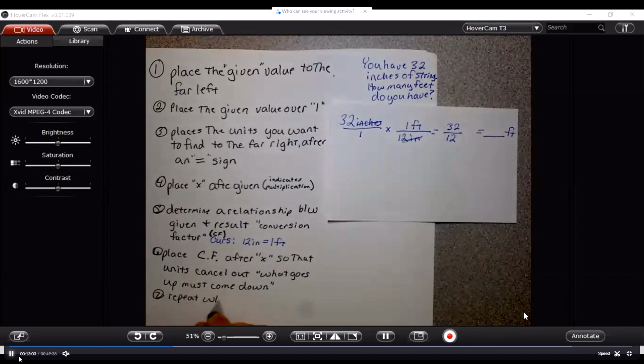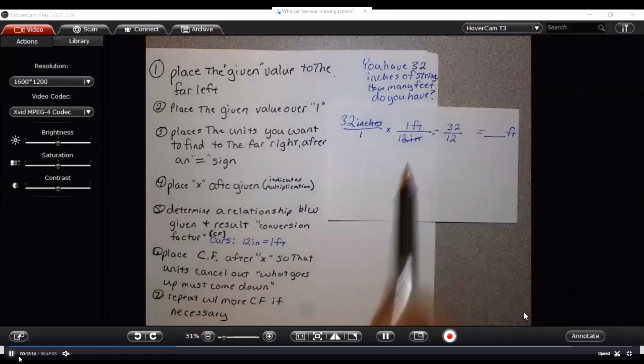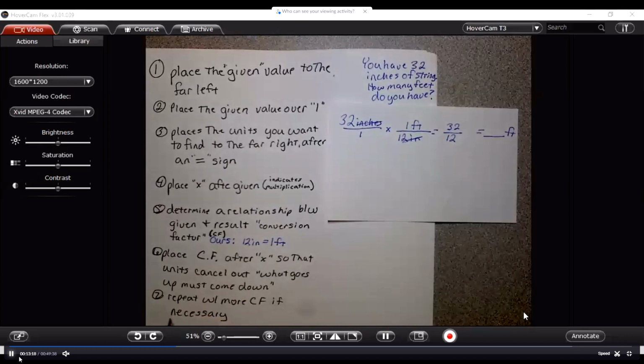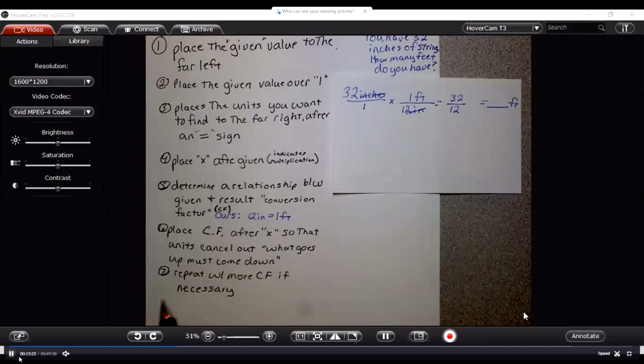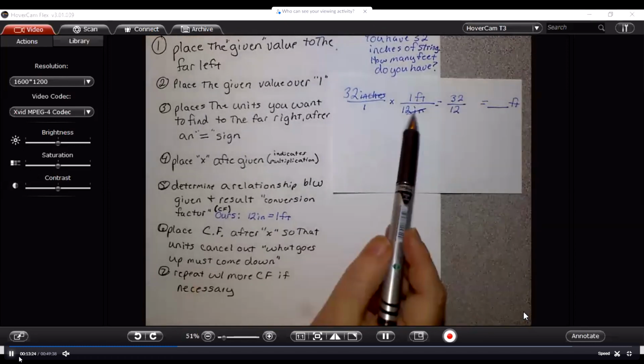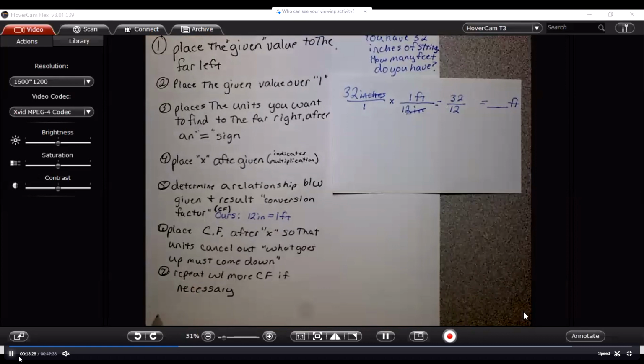This is a very simple problem. If this was more complicated and we were not yet in our final units, we might need to find more conversion factors to make it the rest of the way. We'll do some of those more complicated ones later, but you're going to continue to repeat step 5 and step 6 until you get where you're trying to go. So you may have to use 2 or more conversion factors.